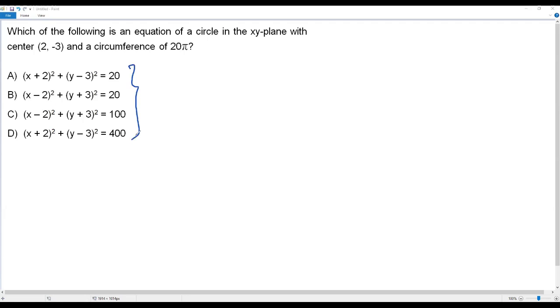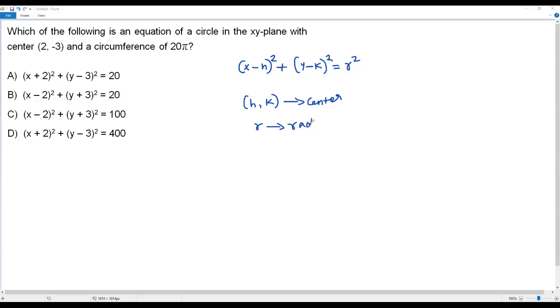When I go over the options here, I have the equation of a circle in standard form. That is (x - h)^2 + (y - k)^2 = r^2. So this is the equation for a circle in standard form. In this equation, (h, k) represents the center of the circle, and the r over here represents the radius of the circle.